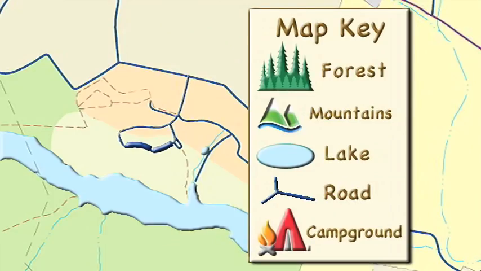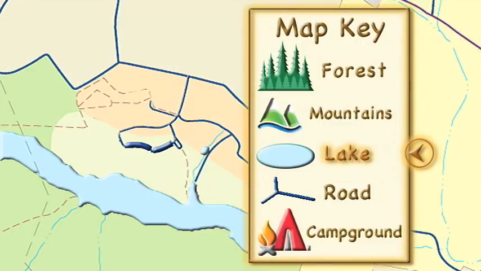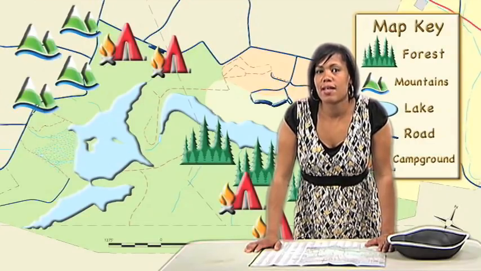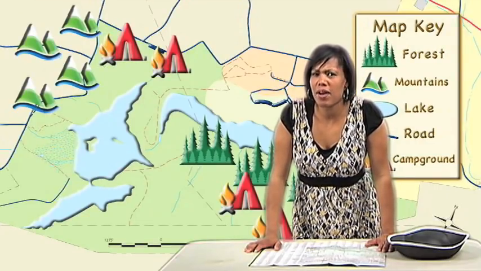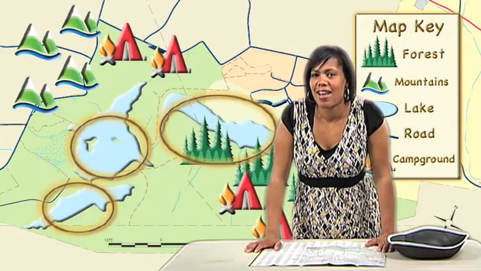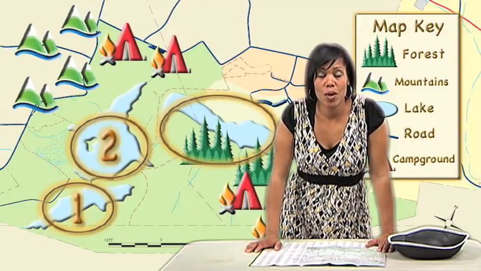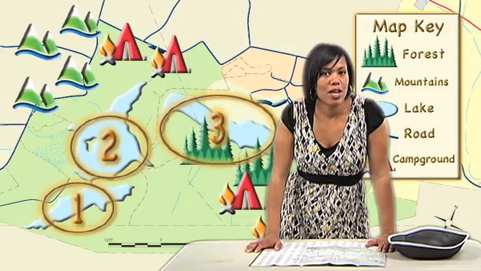Next on the key is a symbol of a blue spot. Without looking at the word next to the symbol, I know that blue on a map means that there is water. But what kind of water is it? Let's find out. The word next to the blue spot is lake. So when I see the blue spot on the map, it means that there is a lake there. Can you help me find the lakes on this map? Very good. Let's count the lakes together. 1, 2, 3. There are 3 lakes on the map.